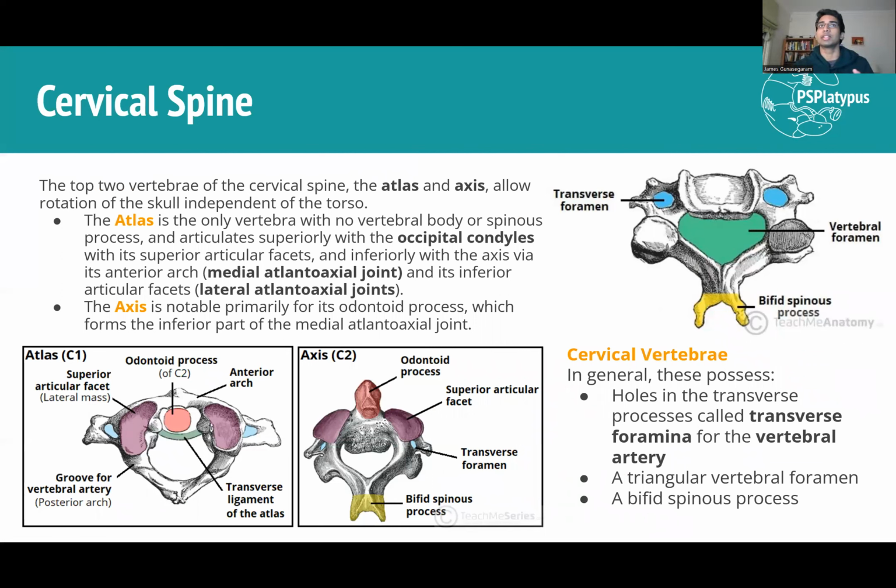So you can think of it almost like, if you ever played, not horseshoes, but that game where you throw the rings onto the pole. I can't remember what it's called. But the point is, you can obviously rotate that ring around, right? So it forms a different sort of joint to anything else in the body.